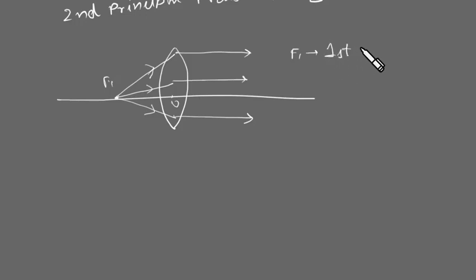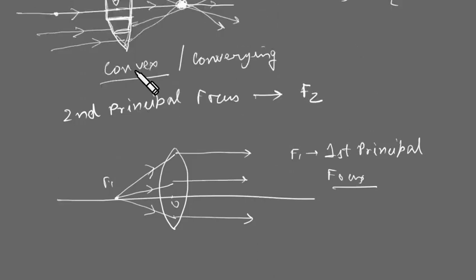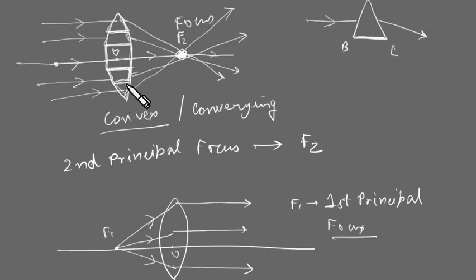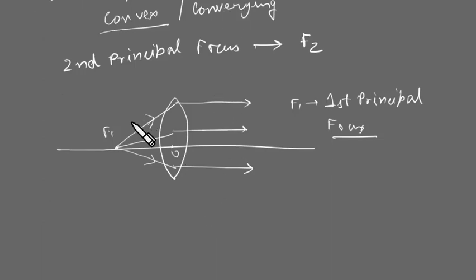First principal focus of the lens. Okay. So basically the first and second principal focus for a regular convex lens is nothing but shows the reversibility of light. Okay. Alright.